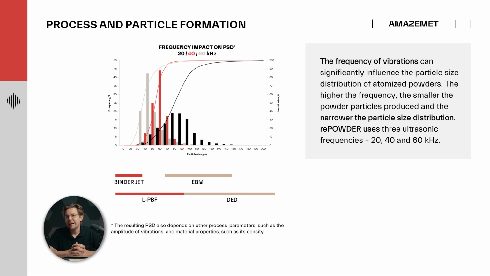On the other hand, having rePOWDER enables the R&D team to have full control over particle size distribution. There are no fines. We can avoid getting oversized particles too. So the very narrow particle size distribution and fine-tuning the frequency enables us to get exactly the powder that we're willing to use in additive or different powder metallurgy processes afterwards.